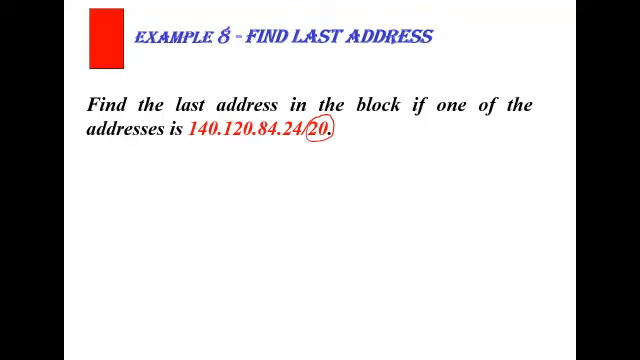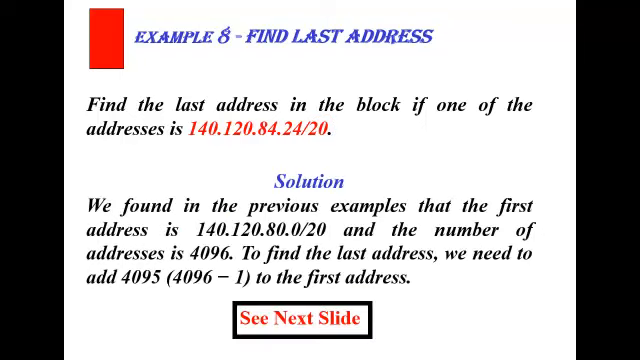So what will be the procedure for it? Like in previous examples, we have learned how to find out the first address, and the first address was this. And the number of addresses is this, on the basis of 2 to the power 32 minus prefix length, right? To find out the last address, we need to add 4095 to the first address, meaning 4096 minus 1.